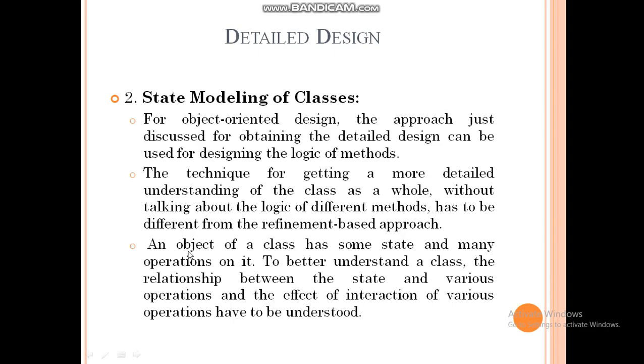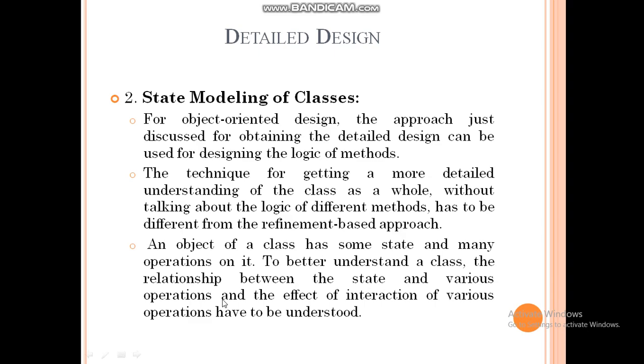In an object oriented program, the class is a collection of objects. What is meant by object? An object is an instance of a class. Every object is a real-time or physical entity. Every object has some state and operations. All the state and operations are operated with the class. To better understand a class, we need the relationship between the state and various operations.